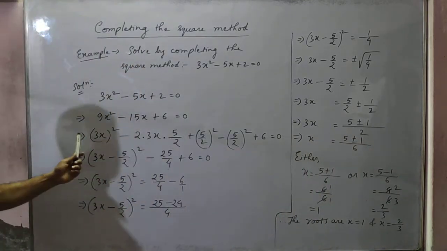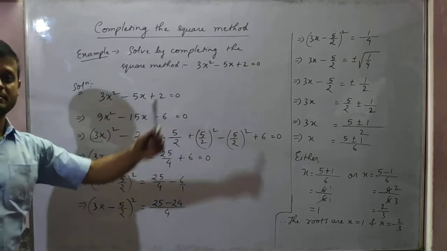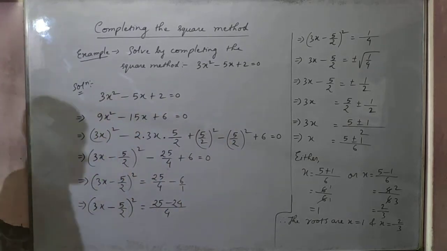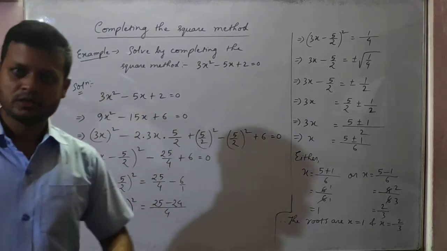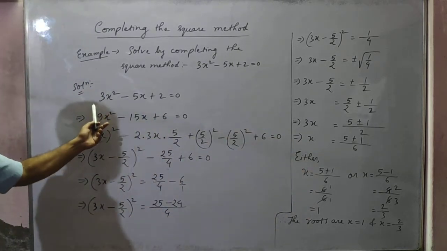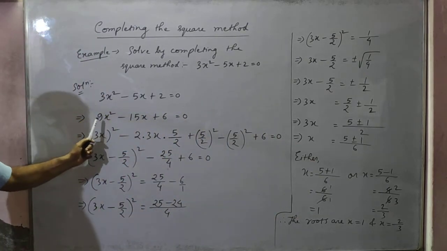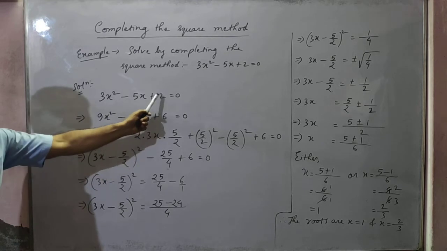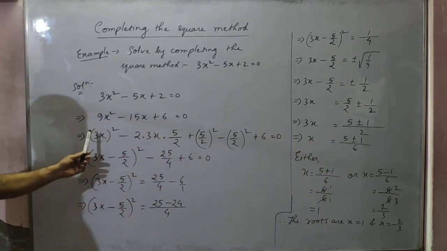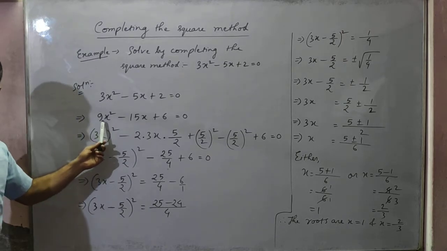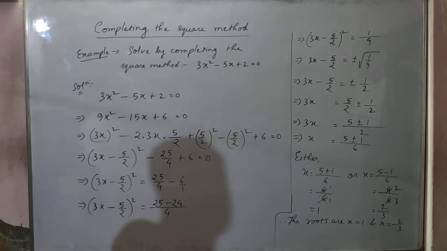So that's why I multiplied this full quadratic equation by 3. So 3 into 3, students, this will become 9, 3 into 5 will become 15, 3 into 2 will become 6. Okay, now see here, 9x square is here, isn't it? Now 9 is a square number, so now no problem.